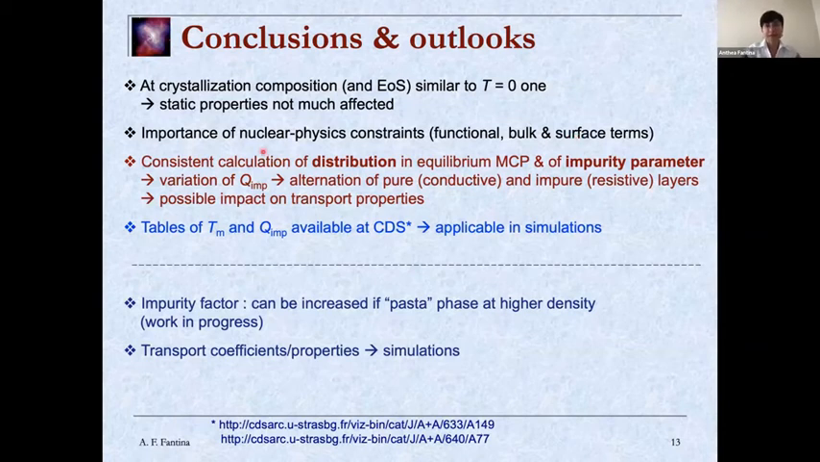One of the take-home messages is that one would really need the consistent calculation of the distribution in the crust in a full distribution approach, namely a multi-component approach, and of the impurity parameter. And of course, to compute this consistently with the transport properties. The results that I showed you on the impurity parameters are also publicly available. So if one wants to compute cooling simulations with them, you can just download them.